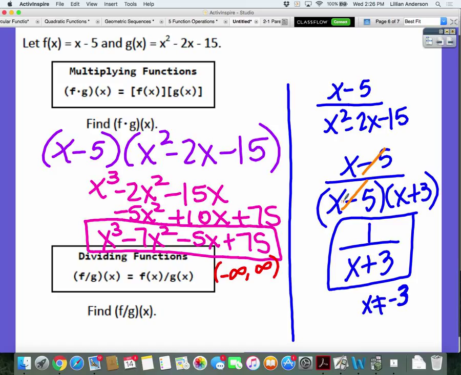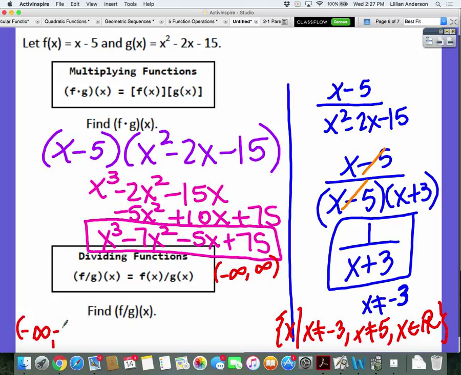So this will be all real numbers except what? Negative 3 and 5. So when I write in the set builder, it's going to be x such that x does not equal negative 3, x does not equal 5, and what do I have to remember after this? X is the element of all real numbers. Whew. We wrote this in interval. It would have been negative infinity to negative 3, union negative 3 to 5, union 5 to infinity. That's what it would have been. I don't like all these U's. I prefer set.